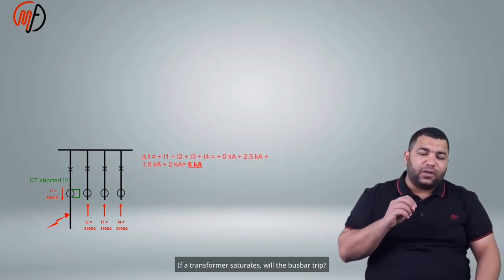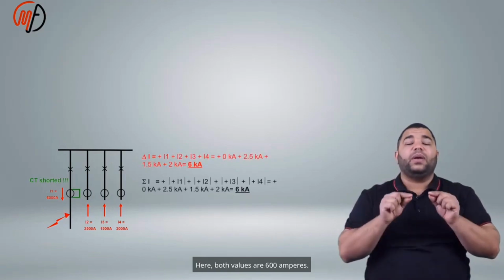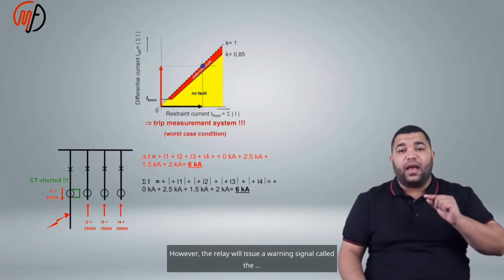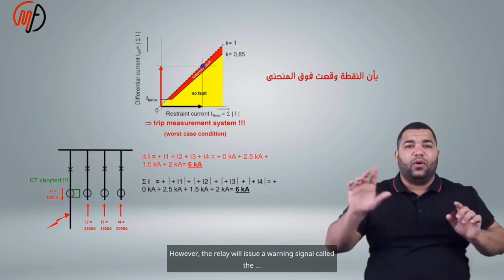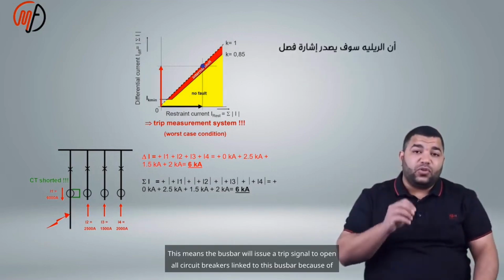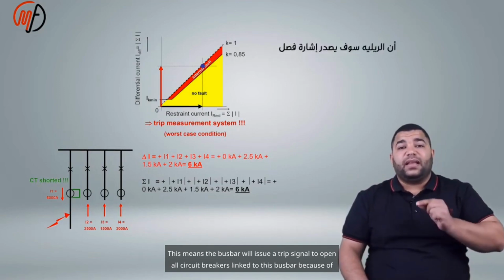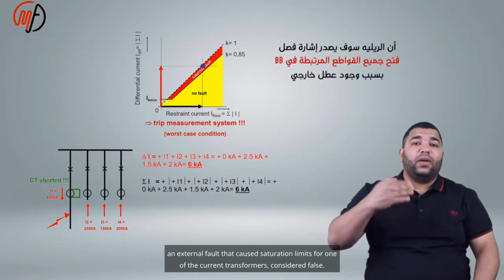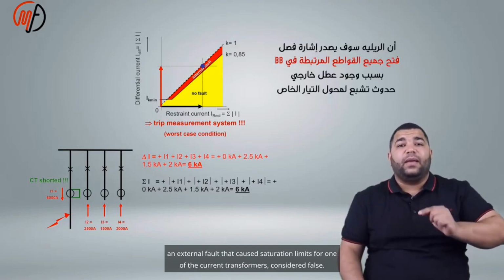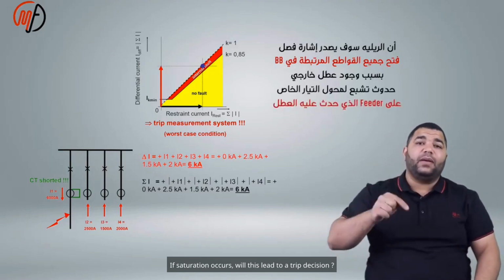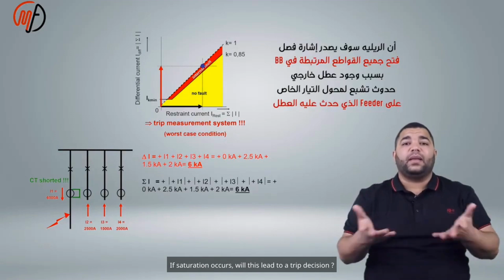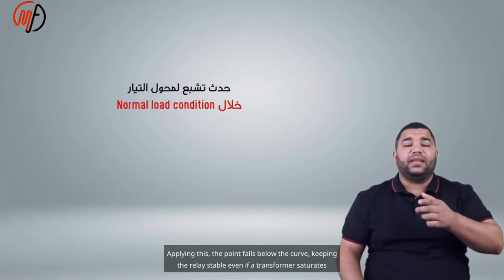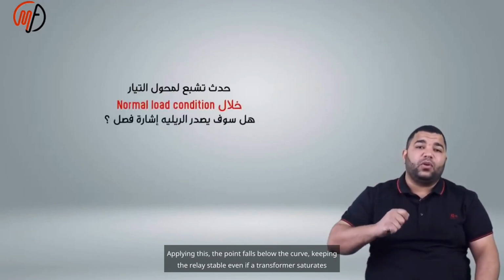If a transformer saturates, will the bus bar trip? Here, both values are 600 amperes. This point falls below the curve, meaning the relay stays stable. However, the relay will issue a warning signal. Otherwise the bus bar would issue a trip signal to open all circuit breakers linked to this bus bar because of an external fault that caused saturation limits for one of the current transformers, which is considered false. Applying this, the point falls below the curve, keeping the relay stable even if a transformer saturates.